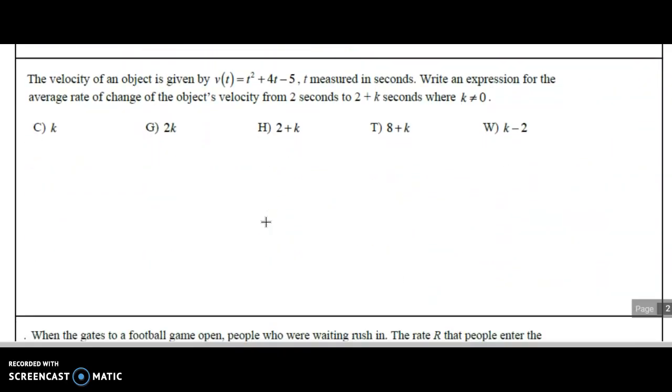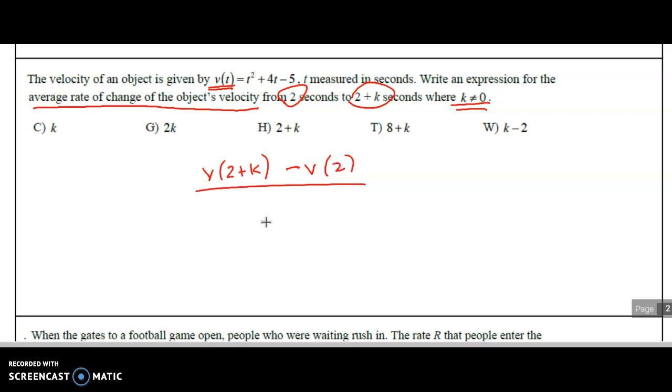All right, another one. So the velocity. So this is the velocity equation. We're going to learn later that that kind of means something else. Write an expression for the average rate of change of the velocity. So that's super important, from 2 seconds to 2 plus k seconds. And they always give this restriction because they want like your k number not to be equal to 0. Otherwise, it would just be 2 to 2. Okay, so that's what that really does mean. So we're really looking for the velocity of 2 plus k because I'm adding some unknown amount to it all over this. So we've got 2 plus k minus 2. All right, and so that really is our average rate of change.